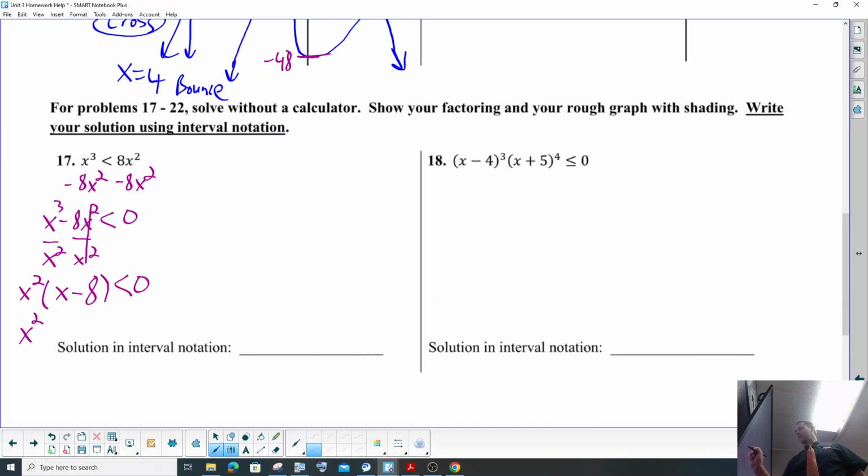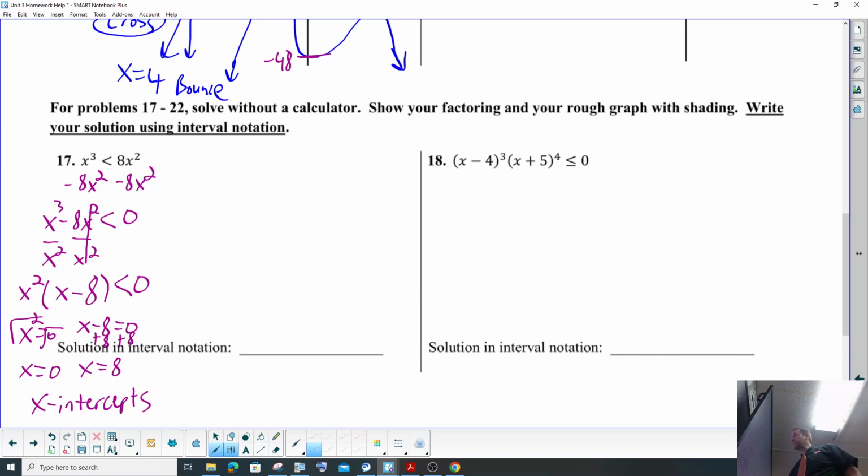We have x squared, set it equal to 0. We have x minus 8, set it equal to 0. So then we square root both sides, and we get x equals 0 as one of our x-intercepts. We add 8 to both sides, so we get x equals positive 8 as one of our x-intercepts. Are any of them bouncing, or are they all crossing through?